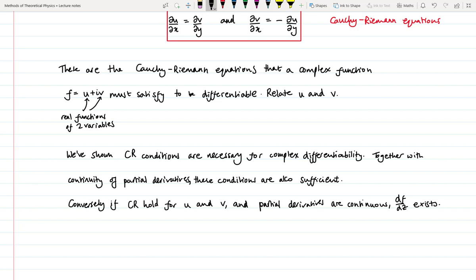A final point I want to make here is that we insisted that the approaches along the x and y directions gave the same result to get these Cauchy-Riemann conditions. And in a way that means that we treated delta x and delta y as a basis for delta z variations. You can also go about parameterizing your approach using a line with some gradient m, then insisting that your derivative be independent of m. You also get these same Cauchy-Riemann conditions.